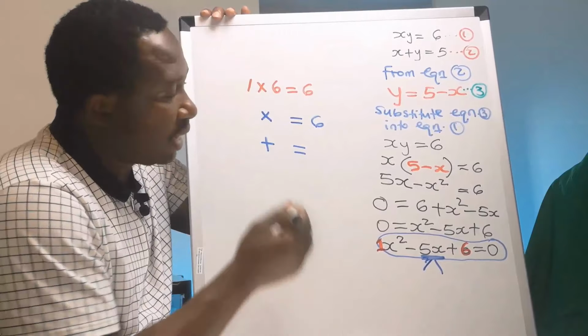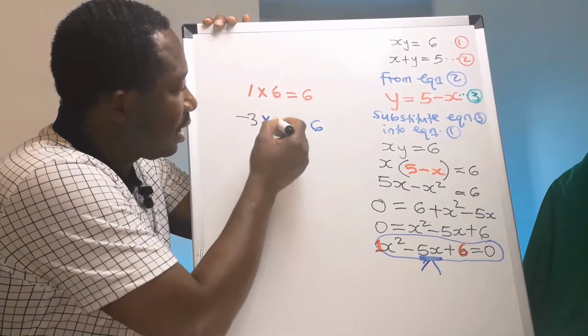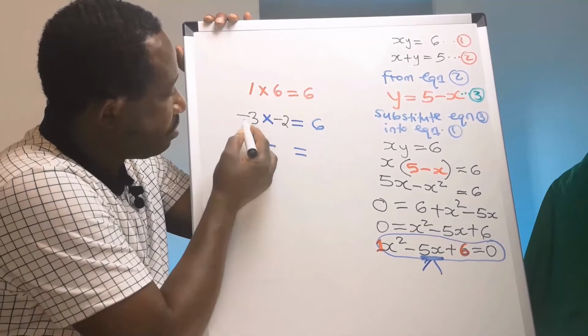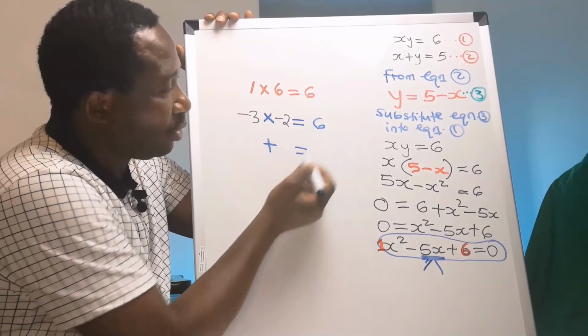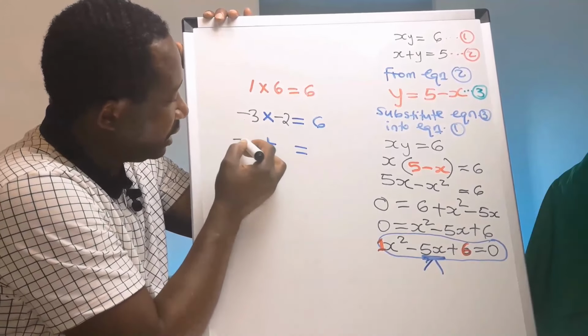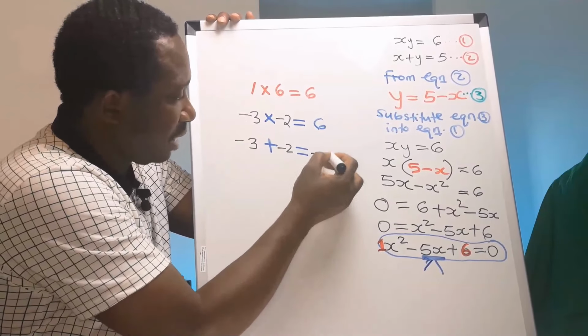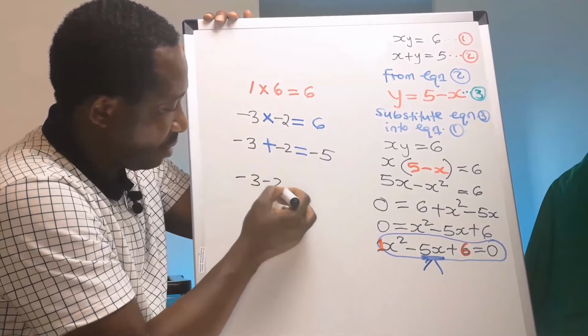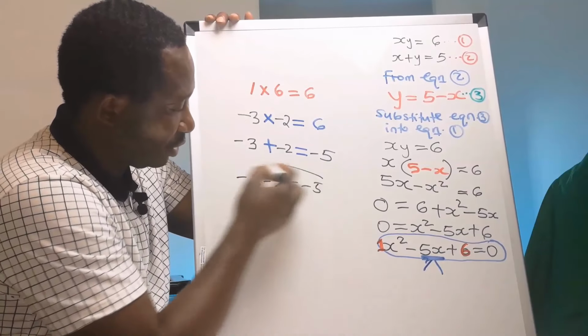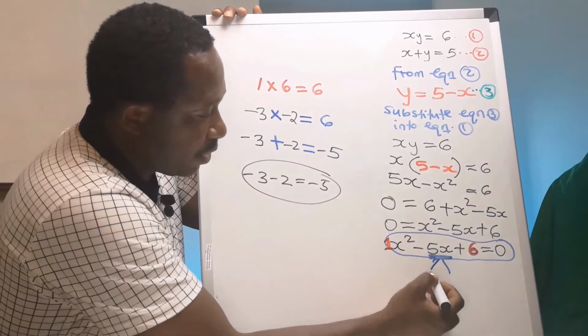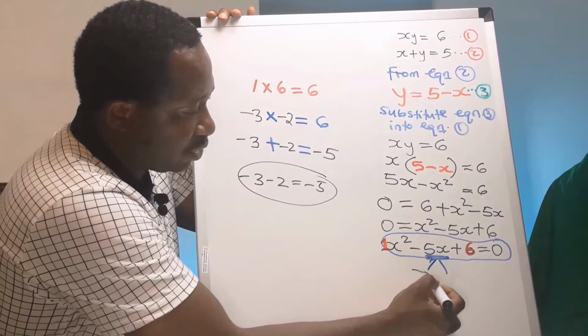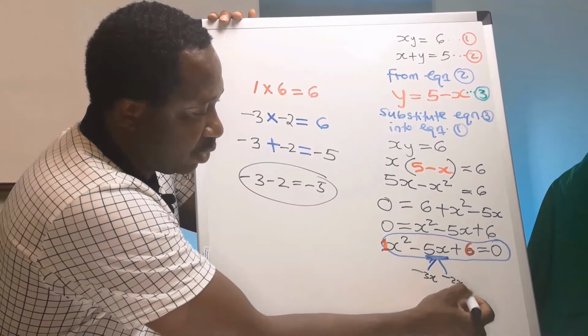The two numbers are minus 3 and minus 2. Minus 3 multiplied by minus 2 will give you 6, and minus 3 plus minus 2 will give you minus 5. Minus 3 minus 2 is minus 5. Hence, I will replace this with minus 3x and minus 2x.